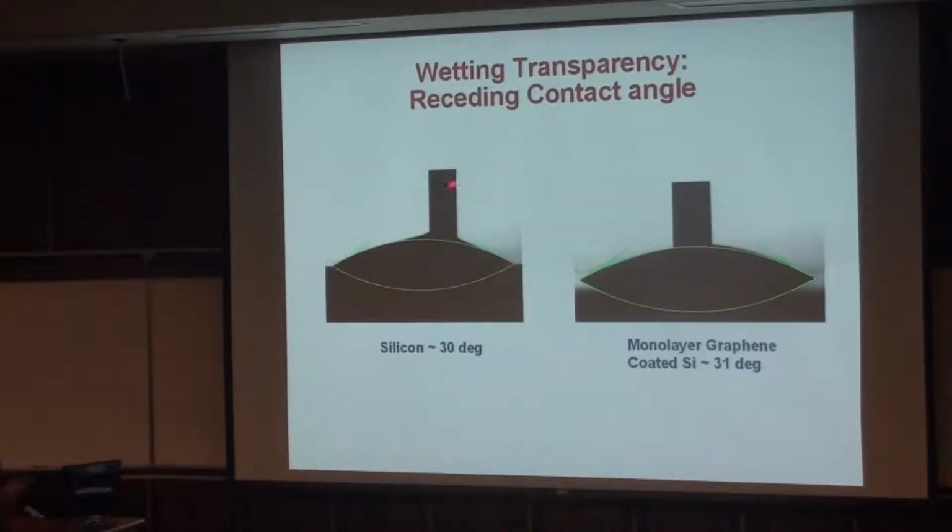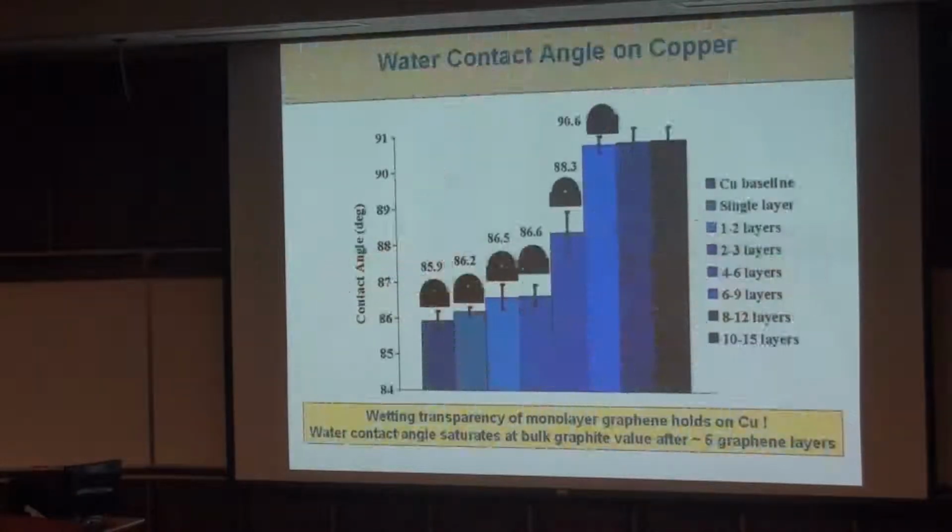If you look at the receding contact angle, where what you're doing is you're taking the water drop out, so the volume of the liquid drop is shrinking, and so the contact line is moving this way, and this is the receding contact angle. For silicon it was 30, with one layer of graphene 31. Again, no big difference, a small change, but no big difference. So again, it appears that the substrate has a very profound effect on the way the water wets the surface.